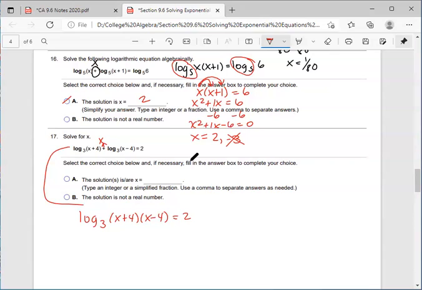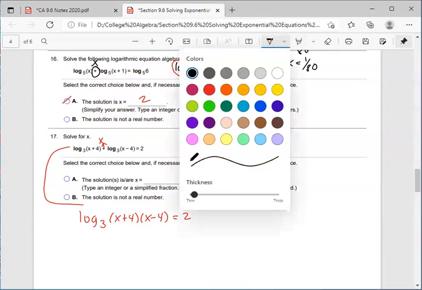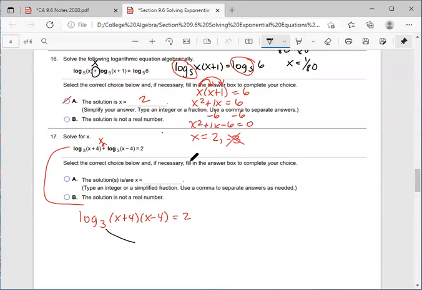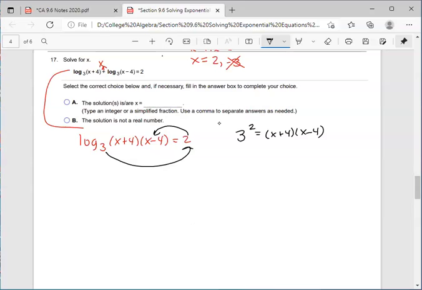I don't have logs on both sides. If you don't have a log on both sides, you can't do the thing where that stuff cancels out. You're going to have to write it as an exponent. So you're going to have to say, oh, that's 3 squared is equal to x plus 4 times x minus 4. Nine is equal to. This is where you do all that FOIL pretty stuff, or you could realize that this is the difference of squares. It ends up being just x squared minus 16 because those cancel out.